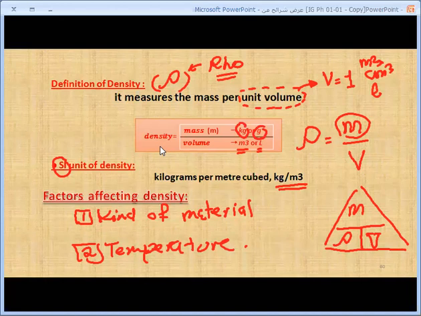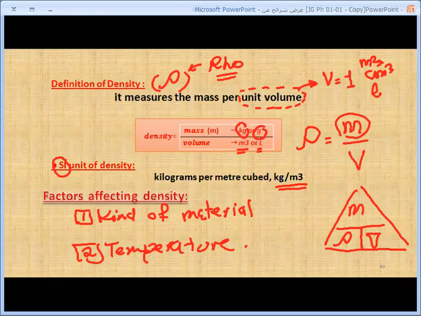So we almost say what? We almost say the density of water, the density of copper, the density of iron. We don't say the density of the object. We can say, and sometimes we say that expression, but in limited cases. But generally, we relate that density to what? To the material, not to the body. Of course we can relate it to the body, but the most common is relating it to the material. Okay, so it's dependent on material.